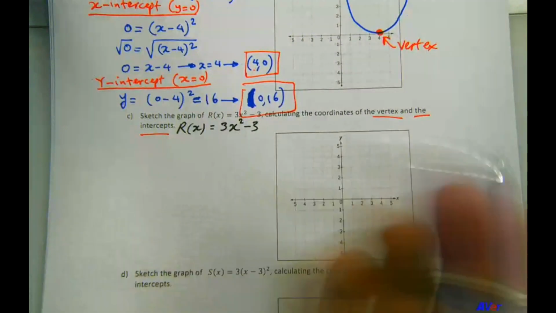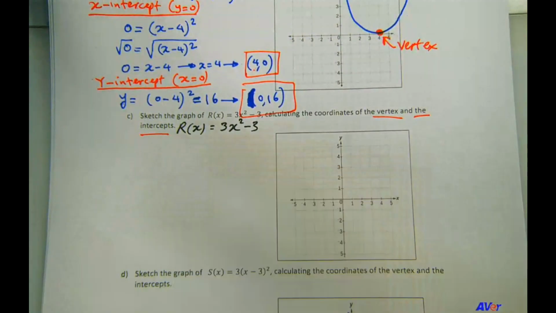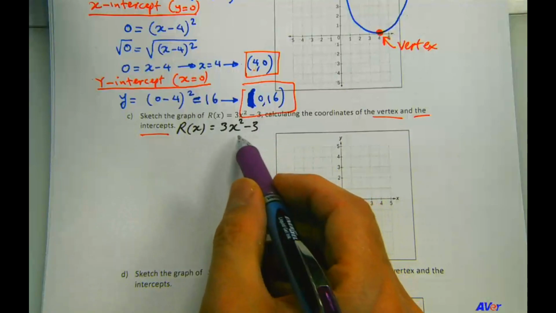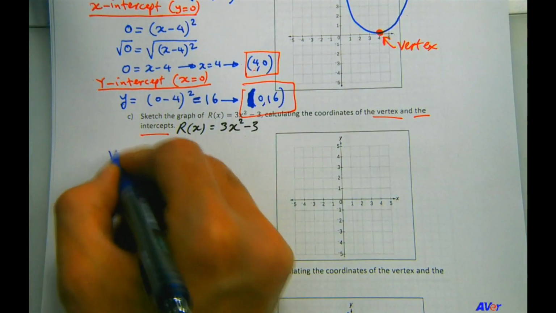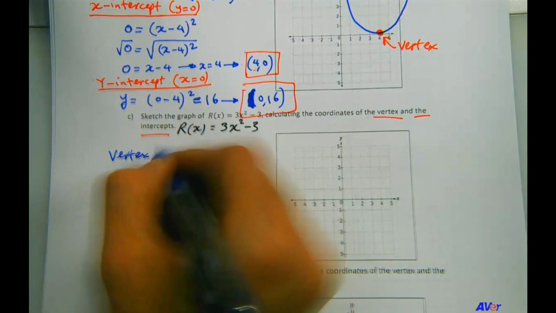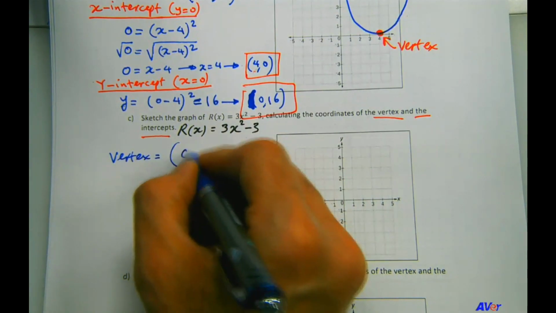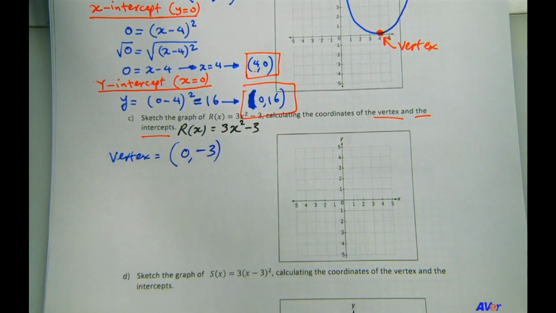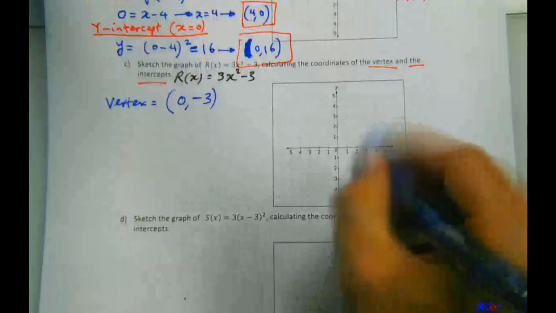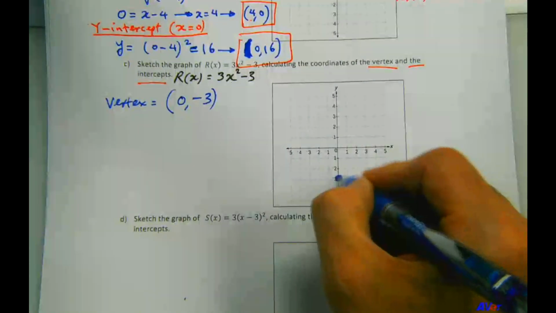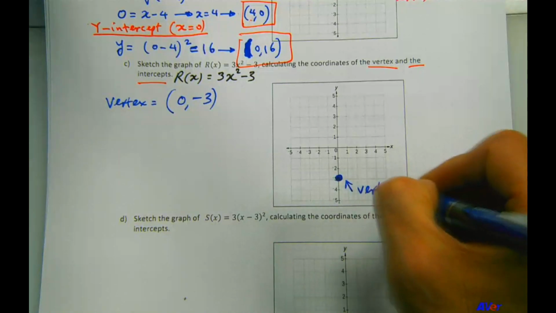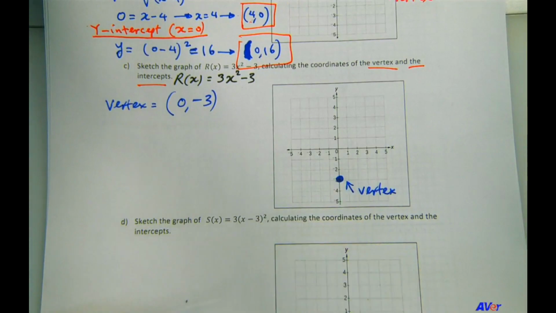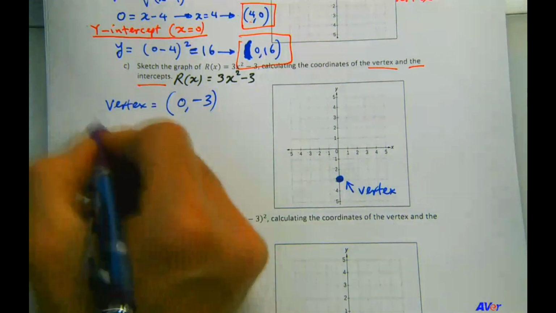So we don't have to use the formula, and we don't have to use completing the square. So the vertex is at 0, comma, negative 3. So 0, comma, negative 3 is right there. Okay? That is the vertex. Okay, so the x and y intercepts, let's find those.